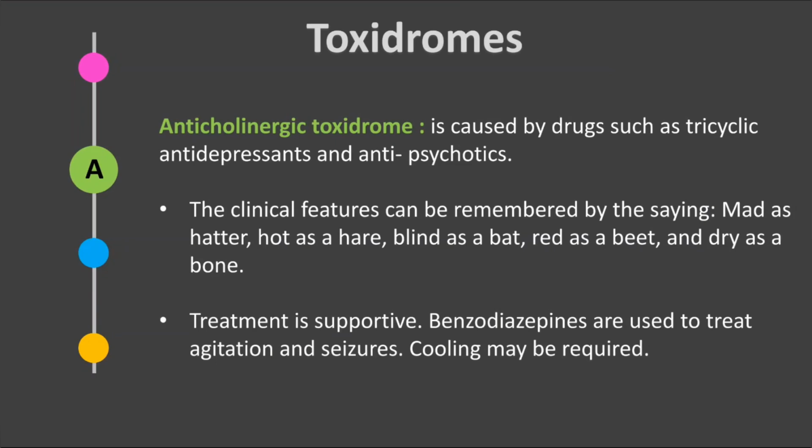Coming to anticholinergic toxidrome. Anticholinergic toxidrome is caused by drugs such as tricyclic antidepressants and also antipsychotics. The clinical features are remembered by: mad as a hatter, hot as hell, blind as a bat, red as a beet, and dry as a bone. What do we mean by that?